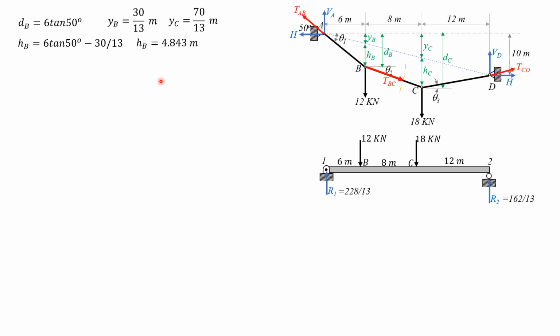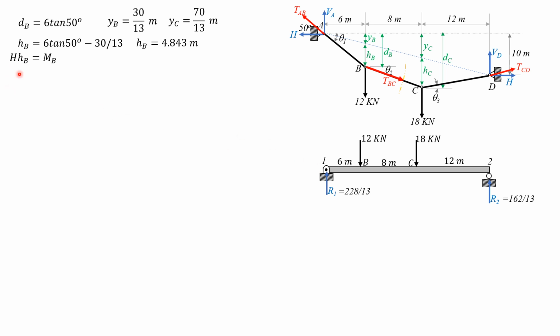Then from the general cable theorem, the product of the horizontal component of tension and the vertical distance of this point on the cable to the imaginary cord, which is HB, is equal to the moment at the same point on the beam loaded with the same loadings. So it is moment about B. If we cut section B, considering the force to the left, it is only 228 over 13 times 6. So again, H times HB equals moment at B on the beam.